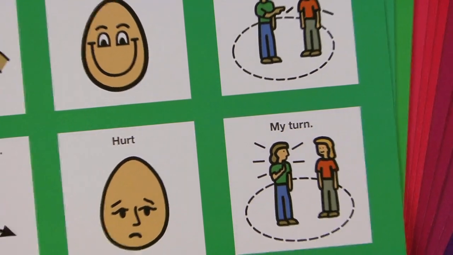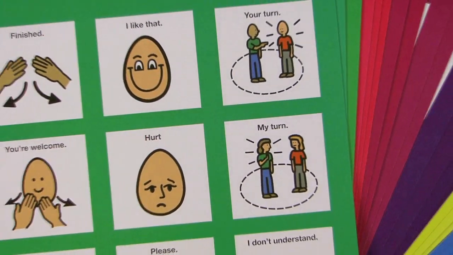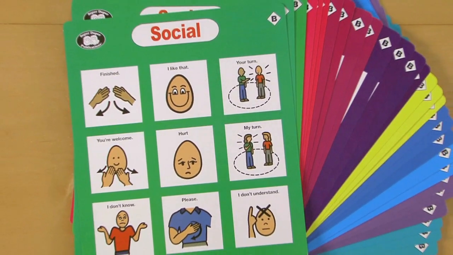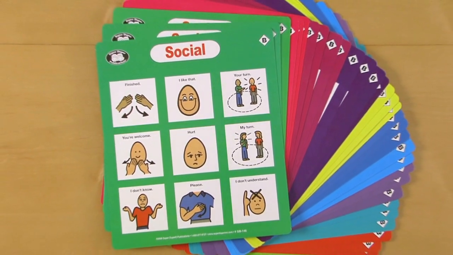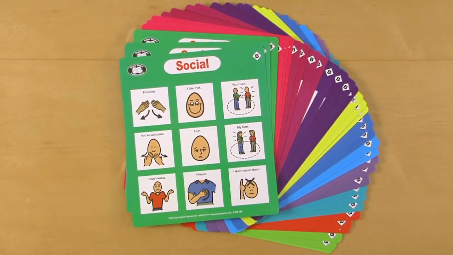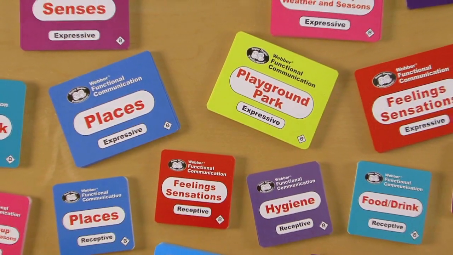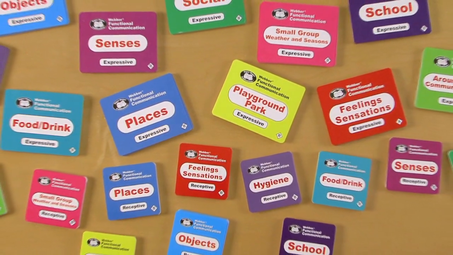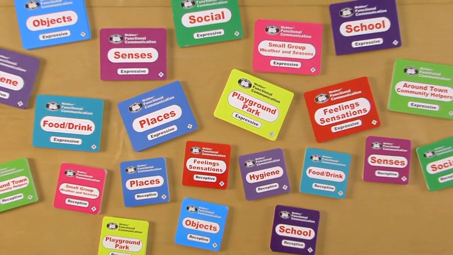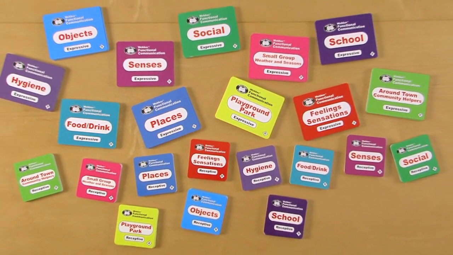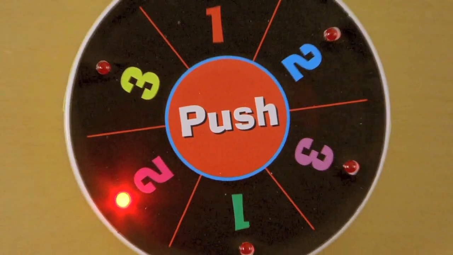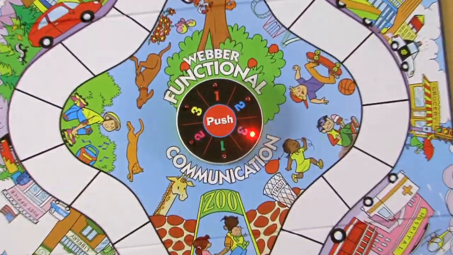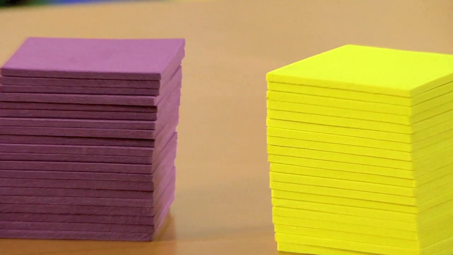The Weber Functional Communication Game includes 44 double-sided communication boards, 11 topic areas with 2 different boards per topic and 9 pictures per board, 396 question cards targeting receptive and expressive skills, that's 198 receptive and 198 expressive cards, an electronic spinner, game markers, a game board, and foam bingo squares.